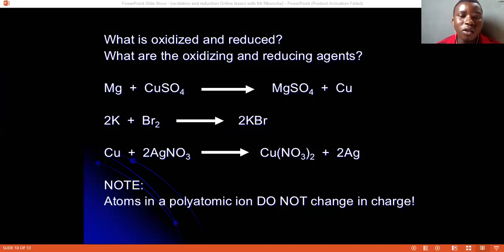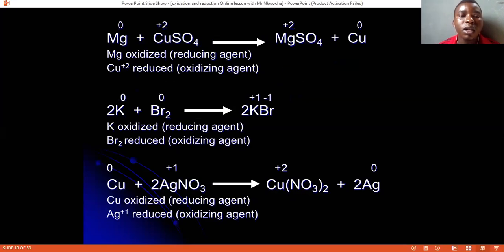You can do the same thing for Br. You can check out these ones here. Potassium is 0 here, potassium is +1 here, and you'll be happy that you did the right thing. Okay, so no big deal. I think this is just the solution.